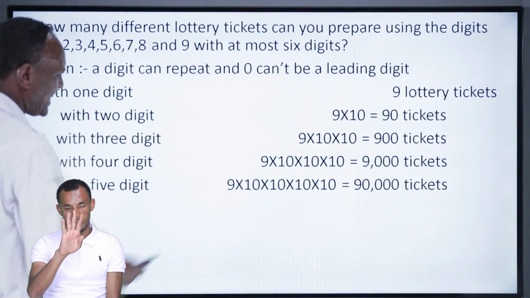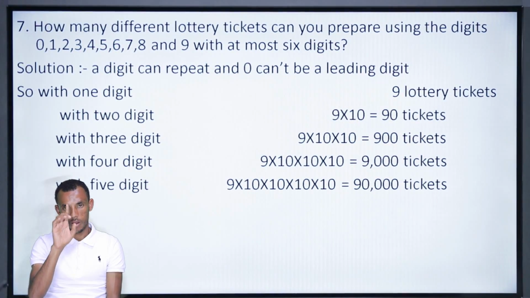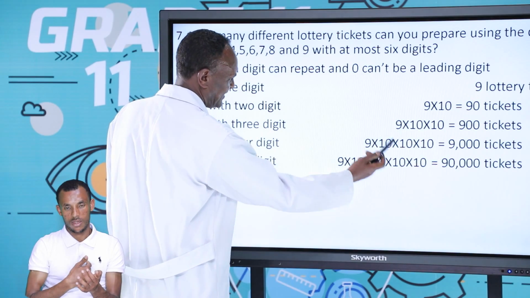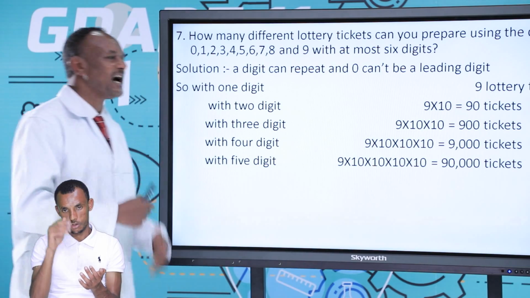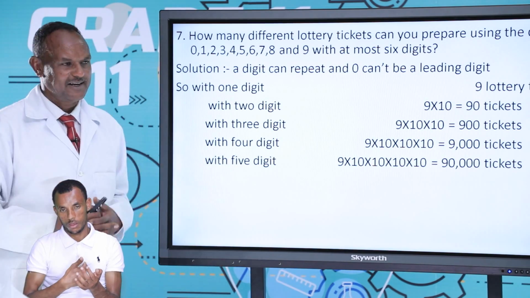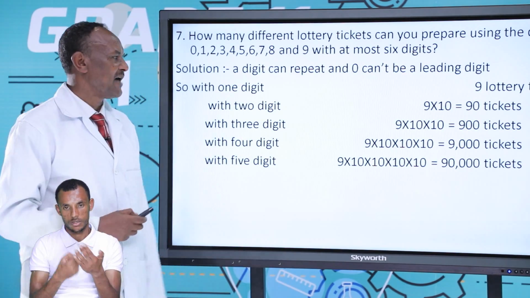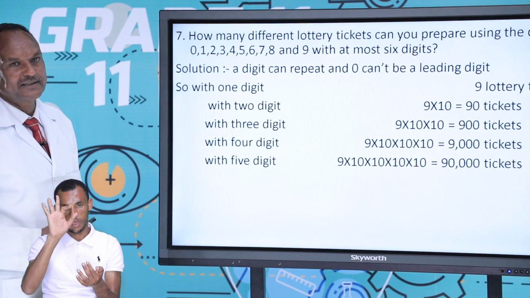For the 10,000 place, you have 9 possible choices. For the thousands, hundreds, tens, and units places, you have 10 possible choices each. Any digit can be placed over there. When I multiply these, I will have 90,000 tickets.